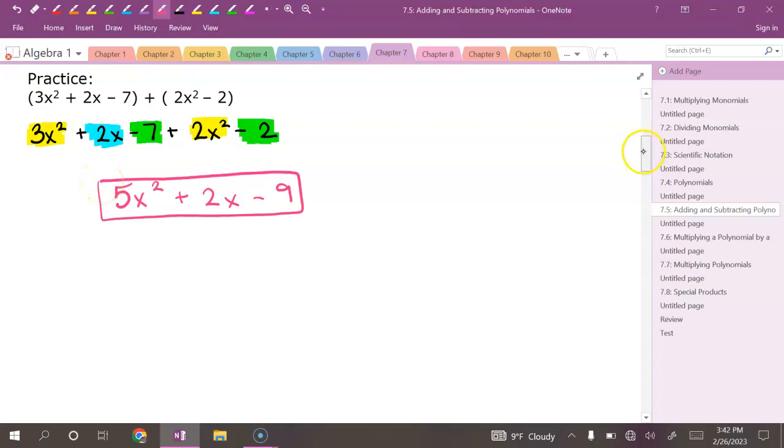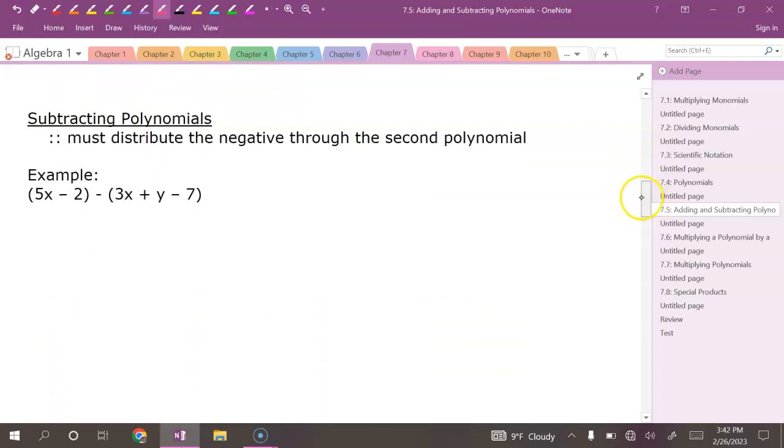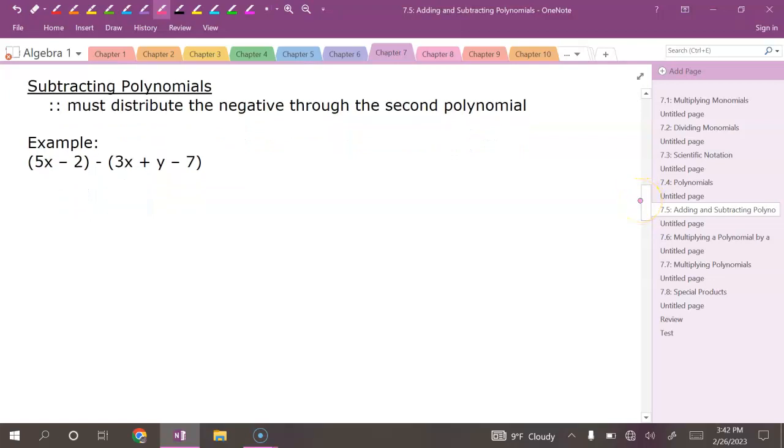Now we're going to get into subtracting. Okay? For subtracting, they again are going to put your answers in parentheses. And this time it is a little bit more intentional, because you're going to have a minus sign in between them. And so the big key thing that I want you to do before you even start combining is that you distribute the negative through the second polynomial.